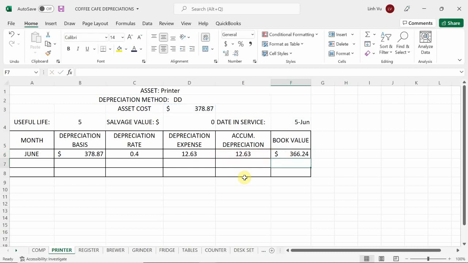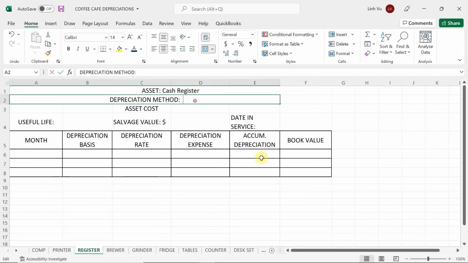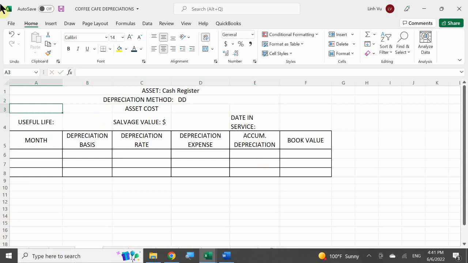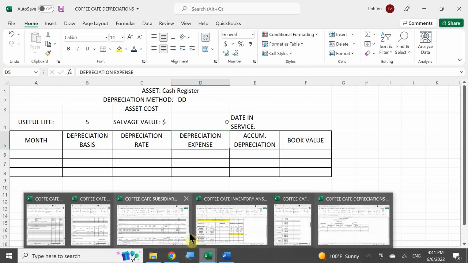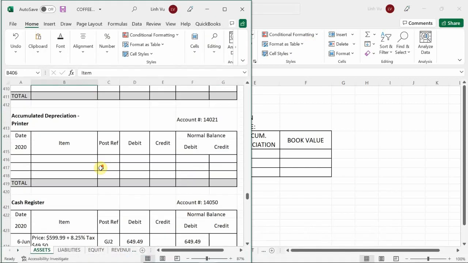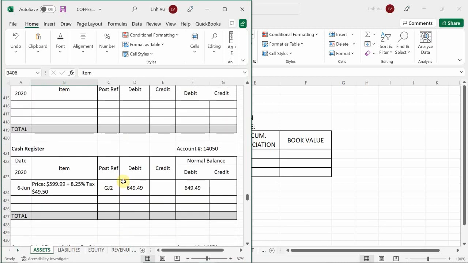Okay. And let's figure out what the register is, right? So we know, same thing. It's double declining, right? It has an estimated useful life of 5 years with no salvage value. And let's see, when did we actually buy the cash register? Okay. So in this case, we purchased the cash register for $649.49.